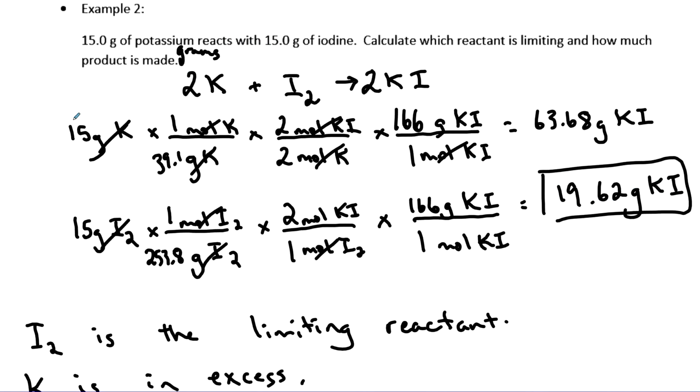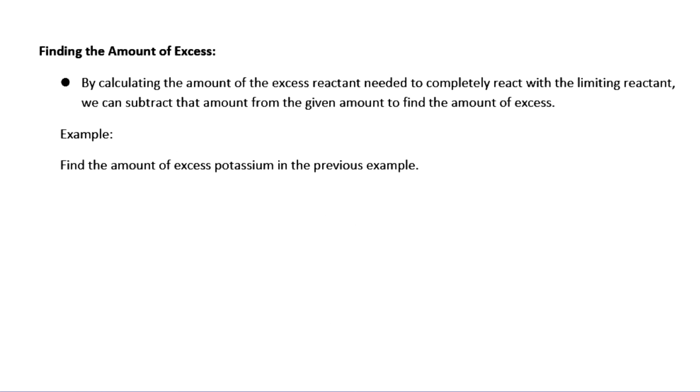When we converted from grams of each reactant to grams of the product, in this case there was only the one product, we found that it was actually iodine that produced the least amount of product, and it was significantly less than what potassium produced. We did all of this based off this balanced chemical reaction here. So we're now going to carry on and find out, if this limiting reactant produces this amount of product, how much potassium is left over after the reaction has taken place.